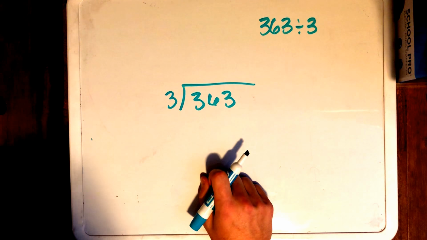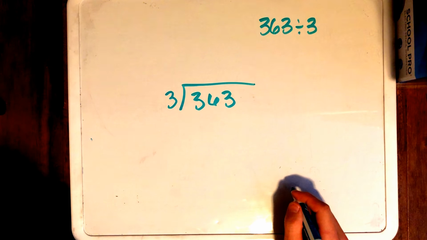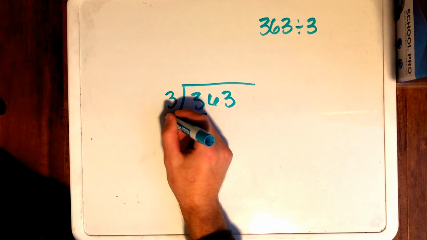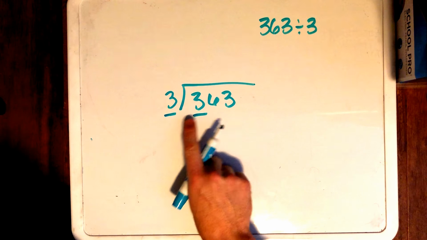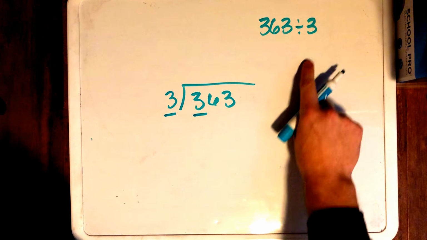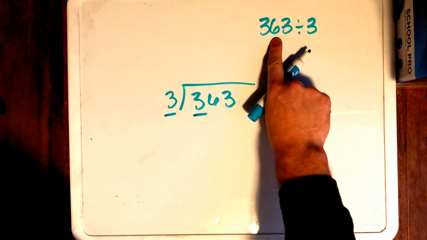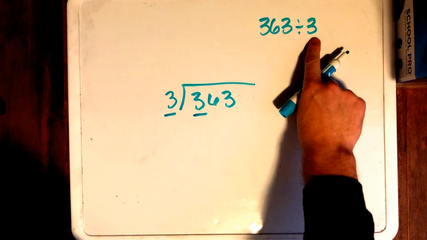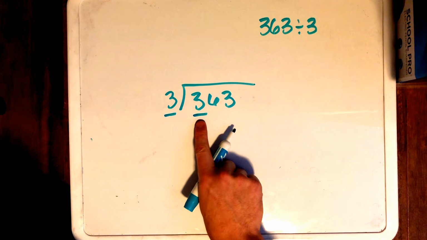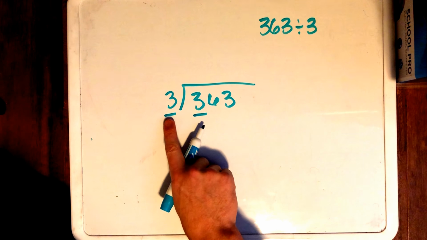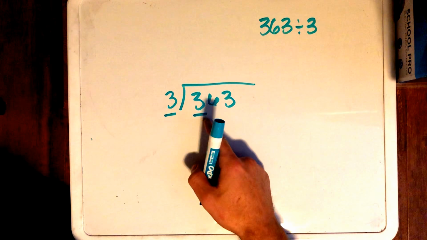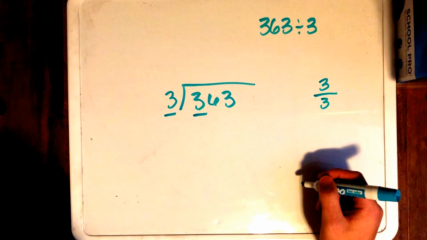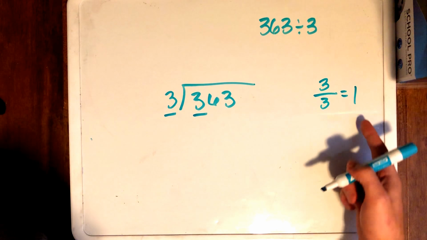We're going to go through our 4 steps of long division so that you guys can see and remember how to do this. Our first step is to look at our first digit and divide it by our divisor. What we are dividing is our dividend, and what we are dividing by is our divisor. So we take the 3 from our dividend and divide it by the 3 from our divisor. 3 divided by 3 gives us 1.